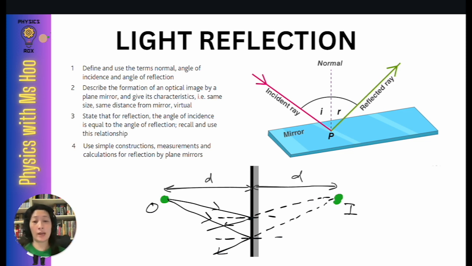Now, in addition to knowing how to draw all this, you must also know the characteristics of the image, which is basically the comparison of the image against the original object. So they have the same size, they're the same distance from the mirror, they're virtual. You should also be aware that they are upright, as well as laterally inverted.